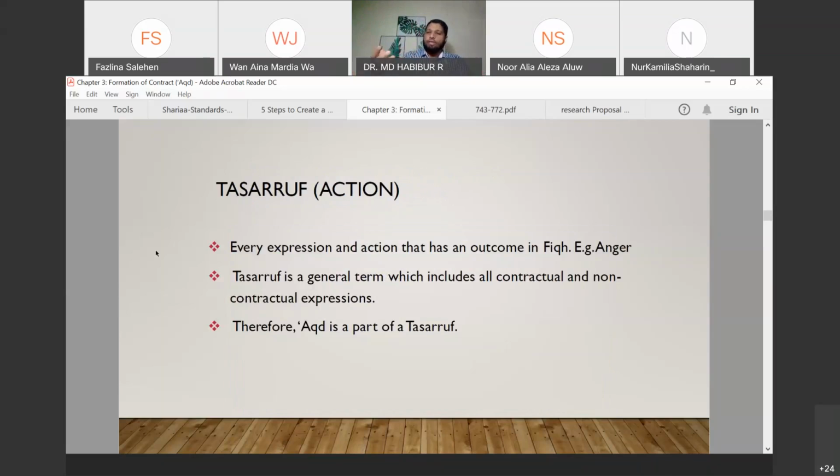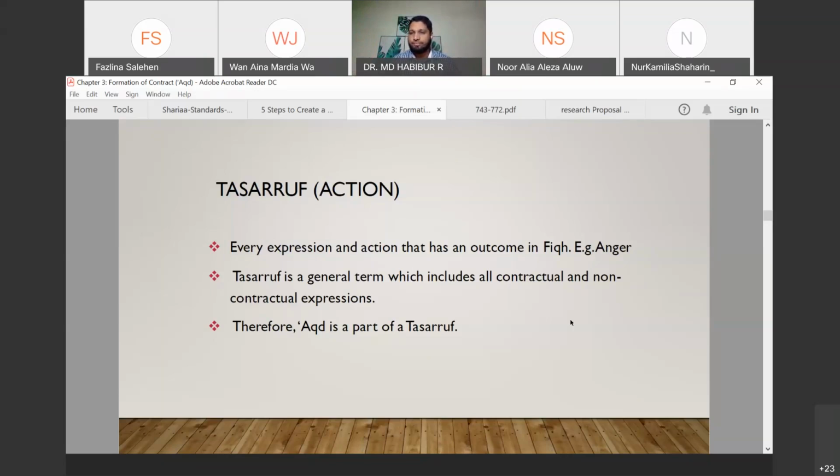Next, we go to tasarruf, action. Tasarruf means every expression and action that has an outcome in fiqh. Tasarruf means the action of a matured person, an aqil, baligh. For example, if a crazy person does something, maybe it doesn't have any legal consequences. So tasarruf means anything we do that has an outcome, for example anger, happiness, or buying, selling, giving a lecture, doing something. Anything that we do, if it has a legal outcome, it will be tasarruf.